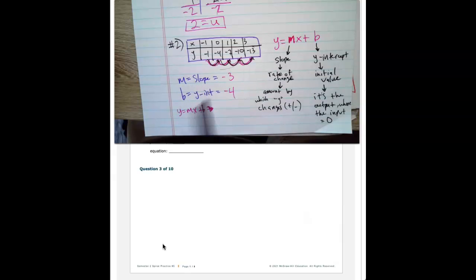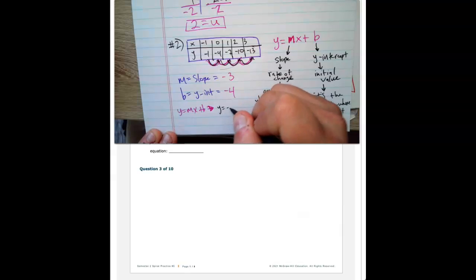Alyssa chimed in, and maybe some of you might have already had it, but either way, if your m, your slope, is -3, that goes here where m is. And if your b, your y-intercept, is -4, that goes right here where b is. So, yep, good. Don't forget to say y equals, but yes, y equals -3x minus 4.